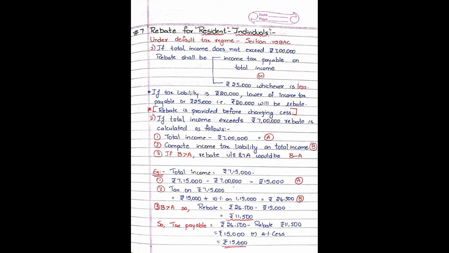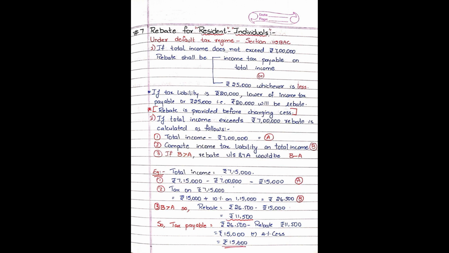Before giving the effect of cess at the rate of 4%, we have to check if the assessee is eligible to claim the rebate. Now, we have discussed the case where the total income of the assessee does not exceed rupees 7 lakh. If the total income exceeds rupees 7 lakh, then the rebate is calculated as follows in 3 steps. First step, calculate the difference between total income and rupees 7 lakh. Let that amount be A.